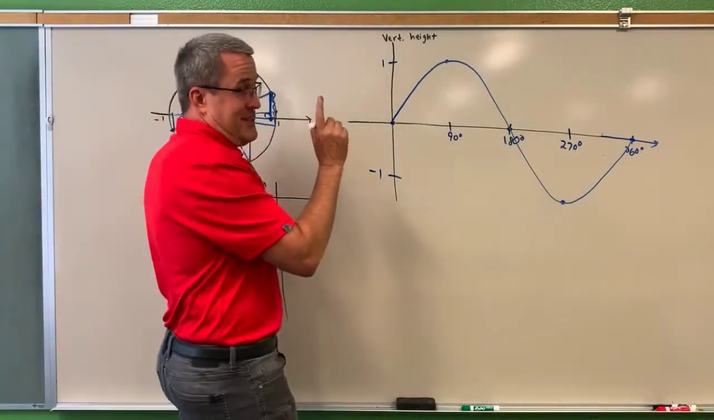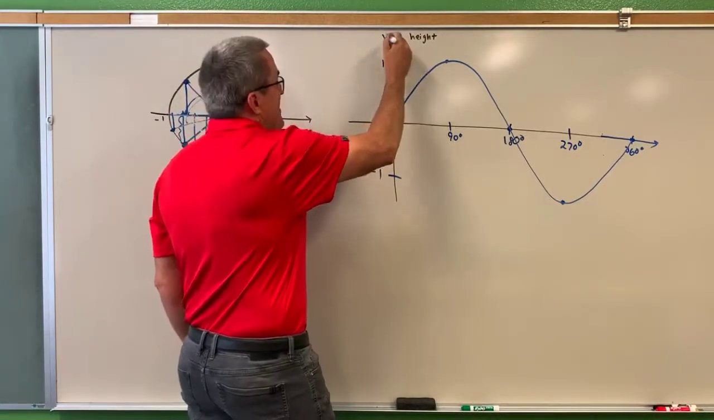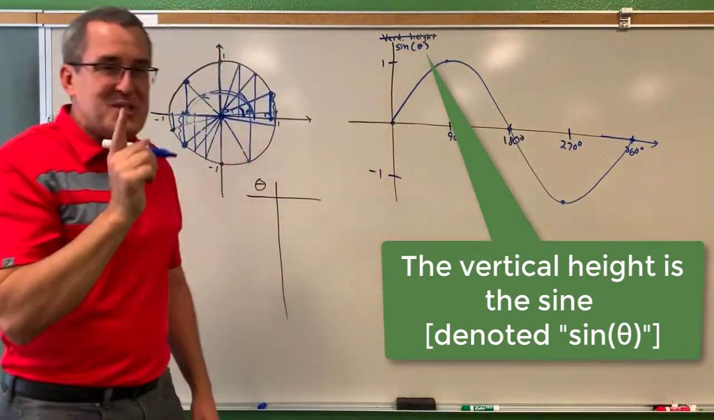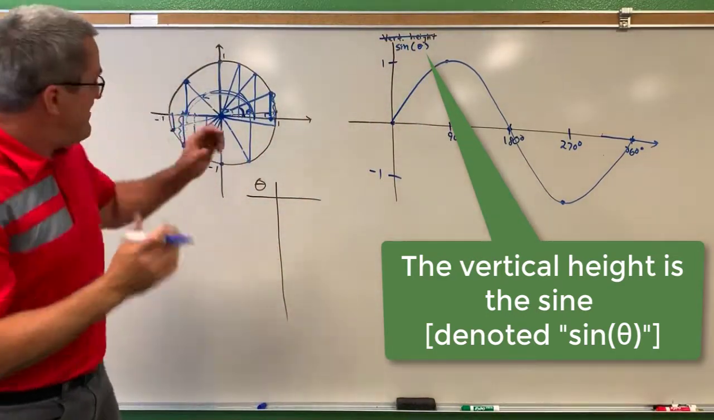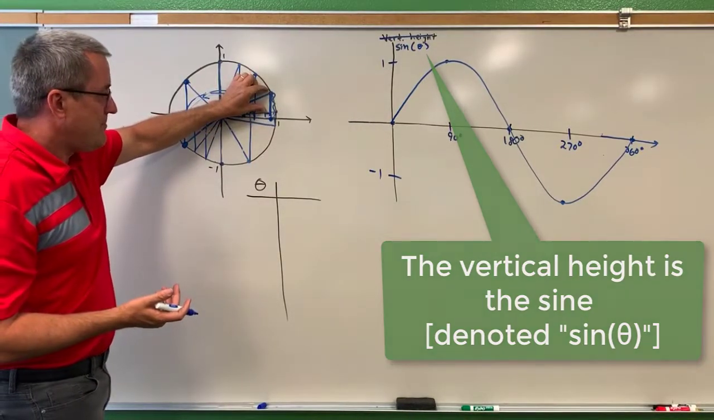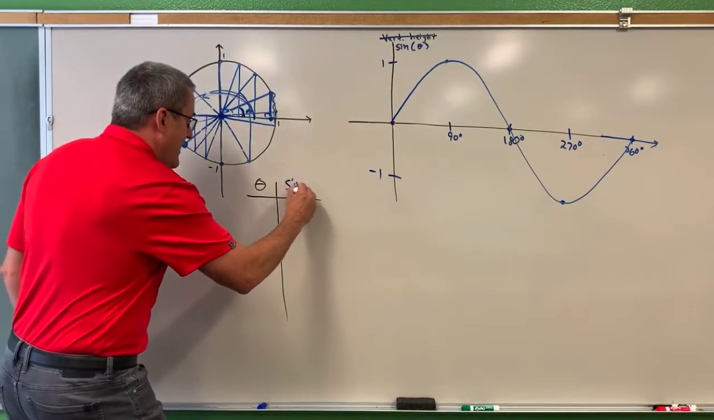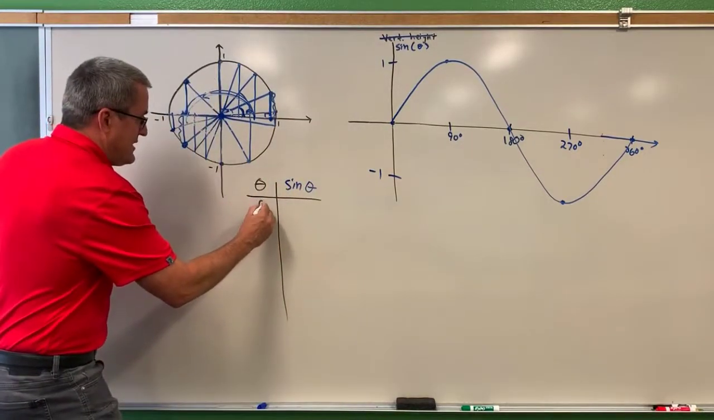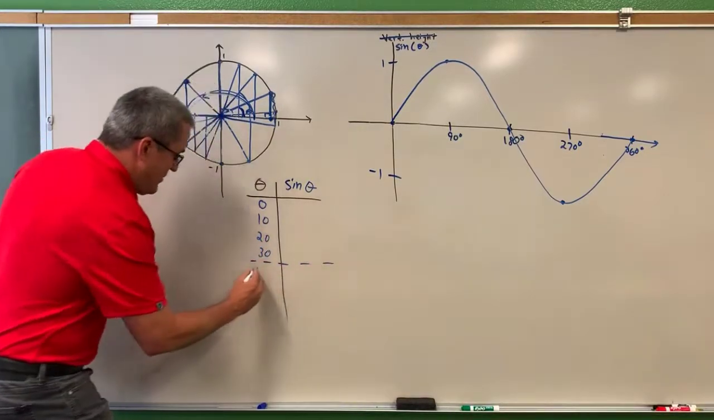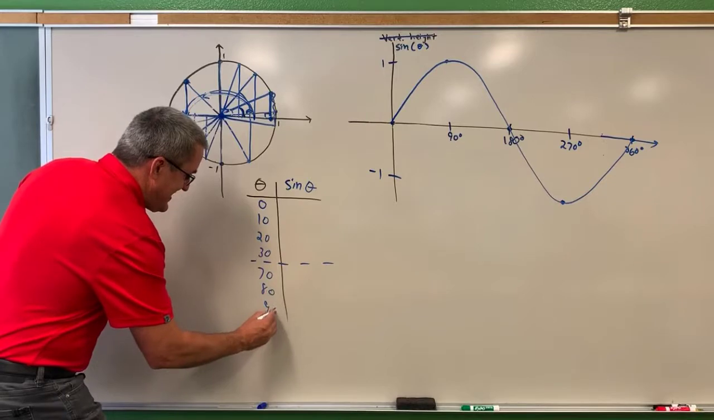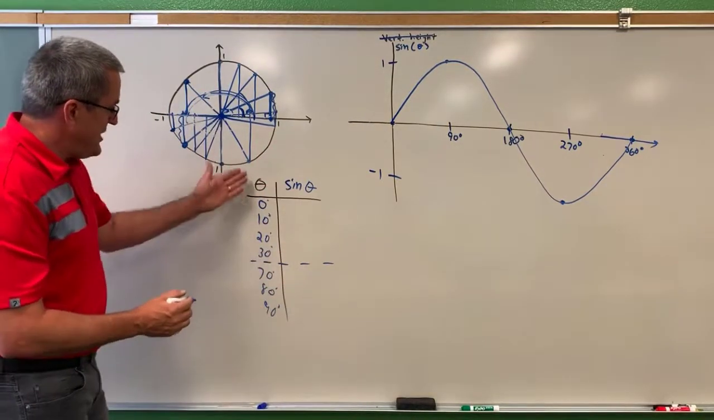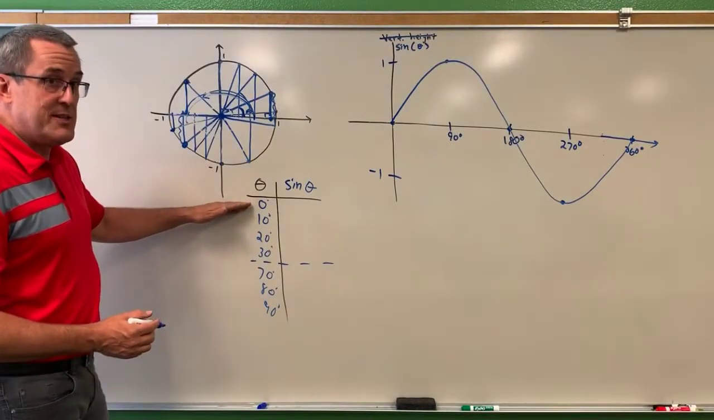Oh, first, let me tell you this. This vertical height has a name. We call it the sine of theta. When you see the sine of theta, what you should be thinking about is the measure of those vertical heights as theta increases. So we're going to take a look at just a few instances. Let's look at like 0, 10, 20, and 30 degrees. And then we'll jump ahead and we'll look at 70, 80, and 90 degrees. Just to see how those vertical heights are changing as the angle measure increases.